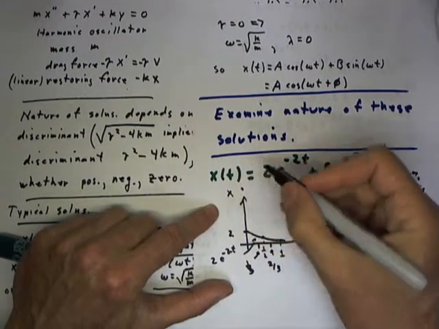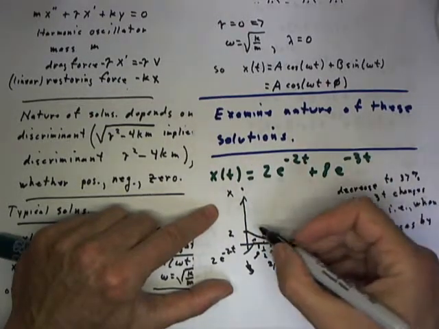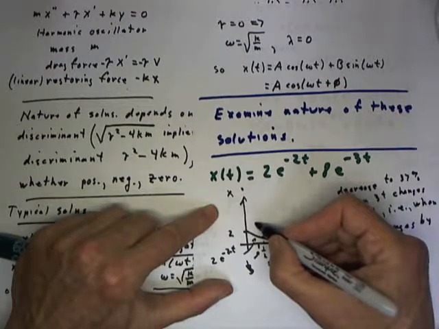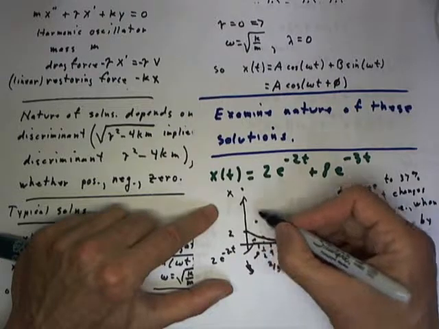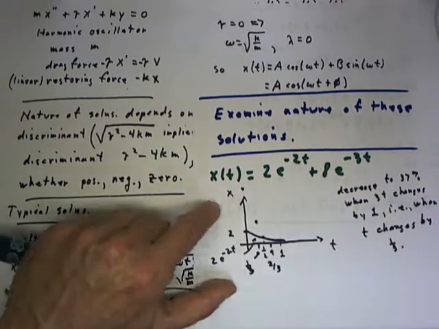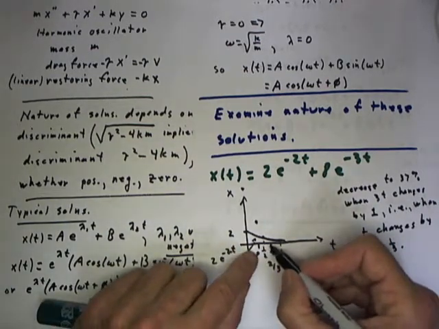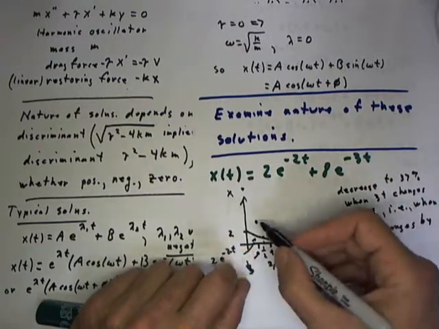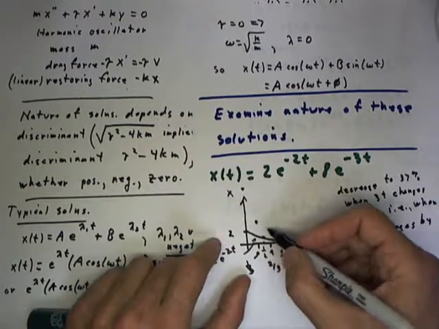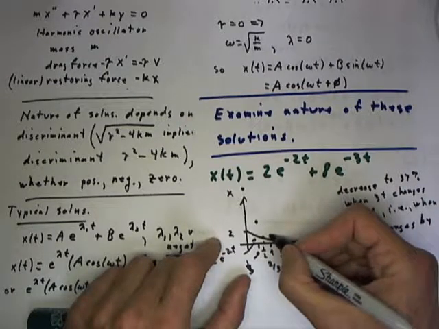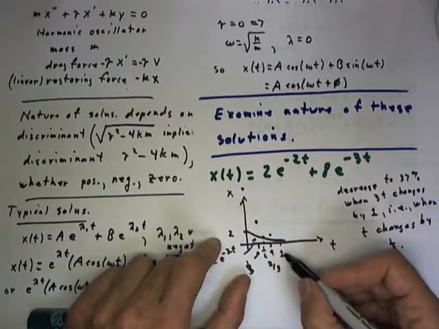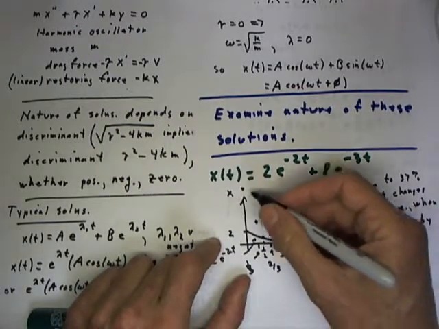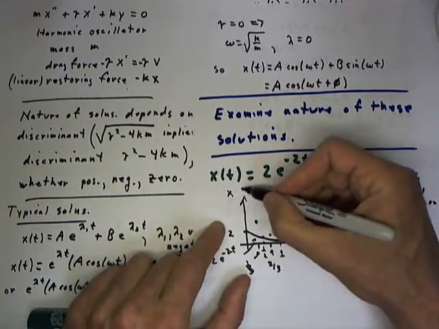So if we start here at 8, we're going to decrease down to about 37% by the time t gets to 1/3. So 37% of that is probably about 3. So from here we're going to decrease all the way down to here. Then if we change t by another 1/3, this is going to decrease to another 37%, probably to a value around 1. And if we go another 1/3, we're going to be down to 40% of this value, which is probably not much bigger than the value of the e to the negative 2t function.